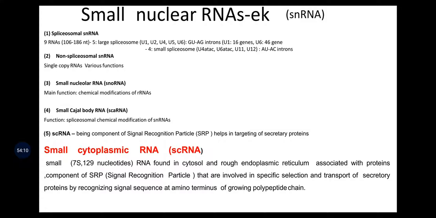Another one is small cytoplasmic RNA. This has 7S and 129 nucleotide units. It is found in the cytosol and rough endoplasmic reticulum, associated with proteins, components of signal recognition particles that are involved in specific selection and transport of secretory proteins by recognizing the signal sequence at the amino terminus of the growing polypeptide chain.